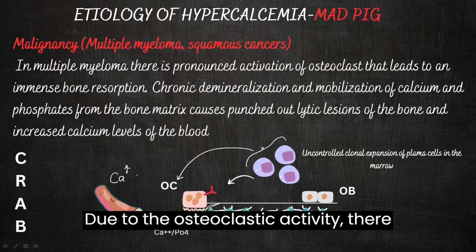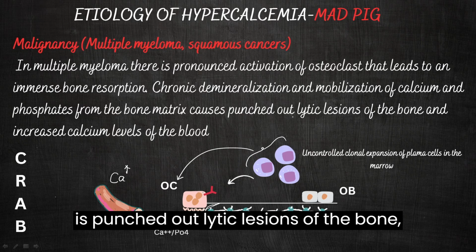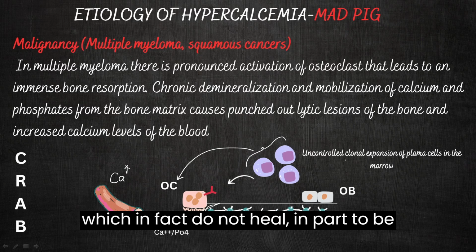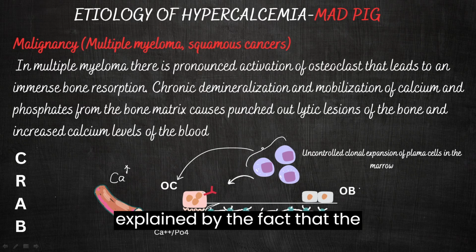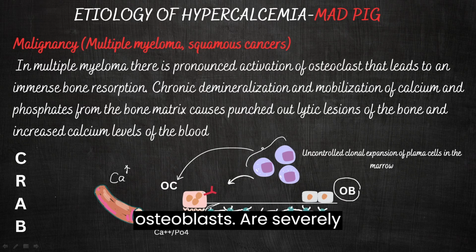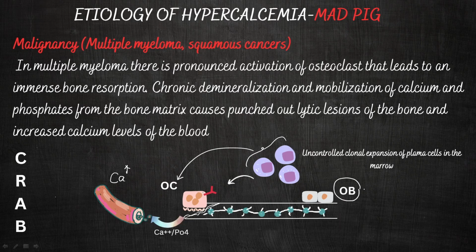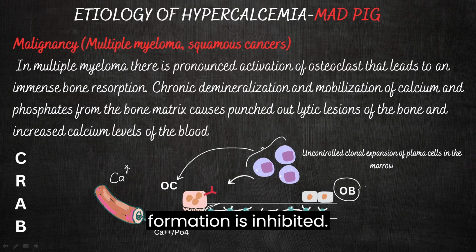Due to the osteoclastic activity, there are punched out lytic lesions of the bone, which in fact do not heal, in part explained by the fact that the osteoblasts are severely suppressed. In other words, bone formation is inhibited.